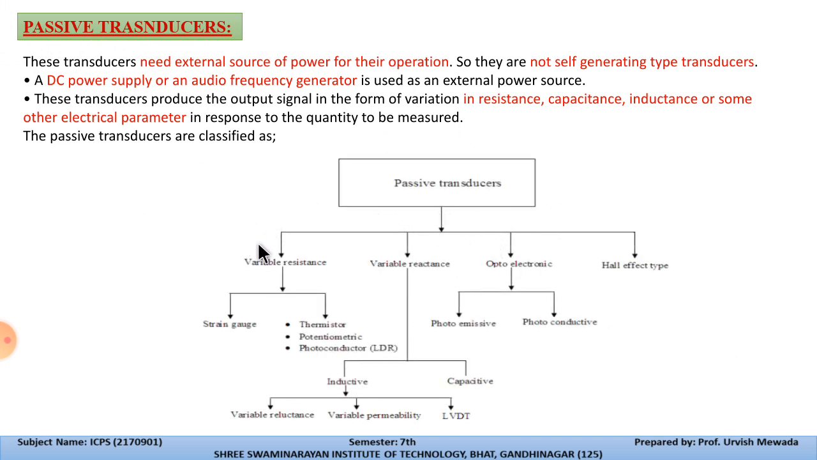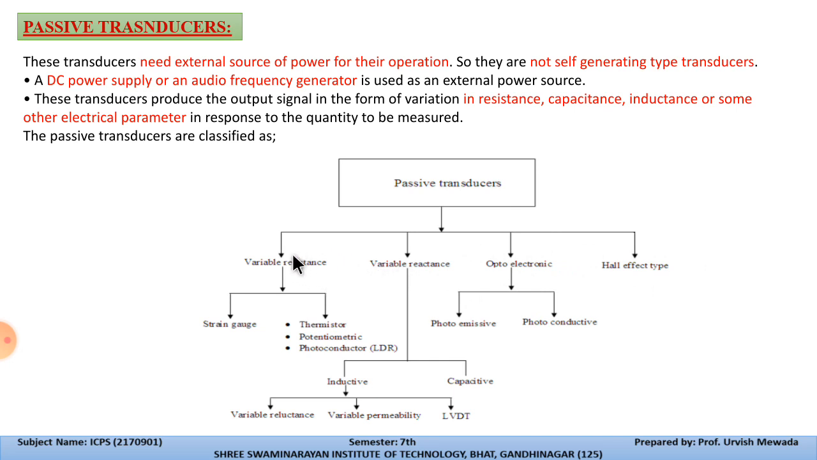In the passive transducer, the first classification is variable resistance. We are using the characteristics of the elements which we basically use in electrical engineering. Basically we have resistive elements, capacitive elements, and inductive elements, and there are other elements, like the Hall effect transducer. These transducers have some other working principle compared to the resistive, inductive, and capacitive.